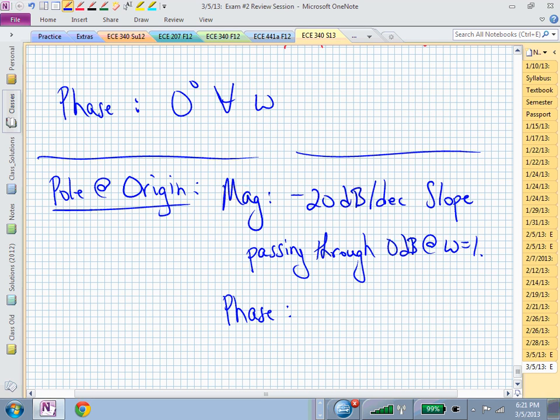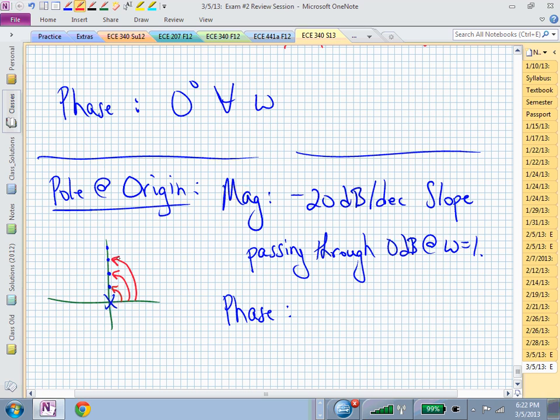What's the pole at the origin's phase? Now if you forget, just remind yourself, you've got all sorts of ways of thinking of this. If you now have a pole at the origin and you're walking up this imaginary axis, what's the angle from this pole to that point, to this point, to this point?